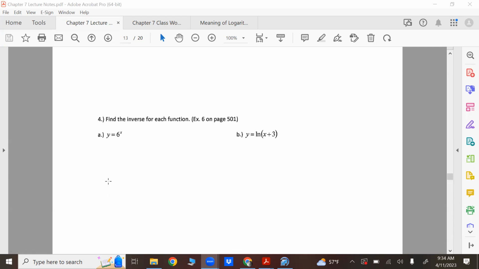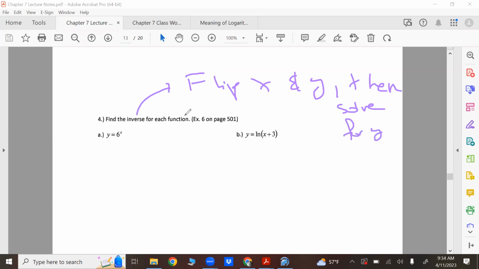All right, really quickly, how do I find an inverse? Yep, you flip x and y. Yes, thank you, Hugo. That's perfect. Flip x and y, then solve for y. Okay, so you switch x and y.